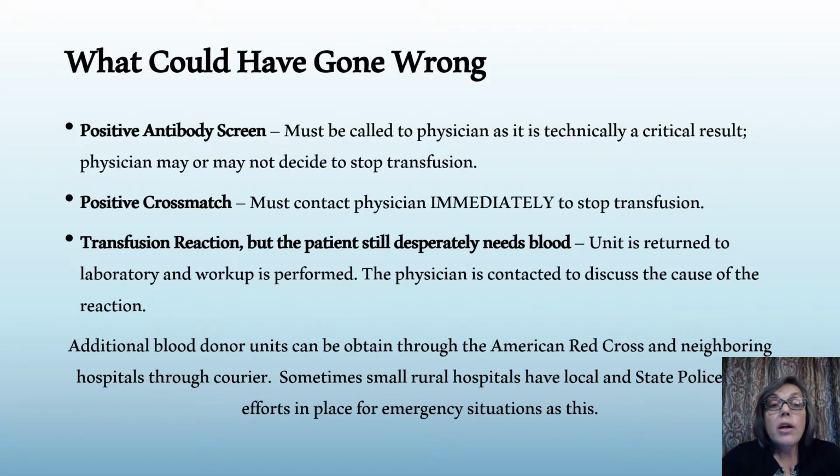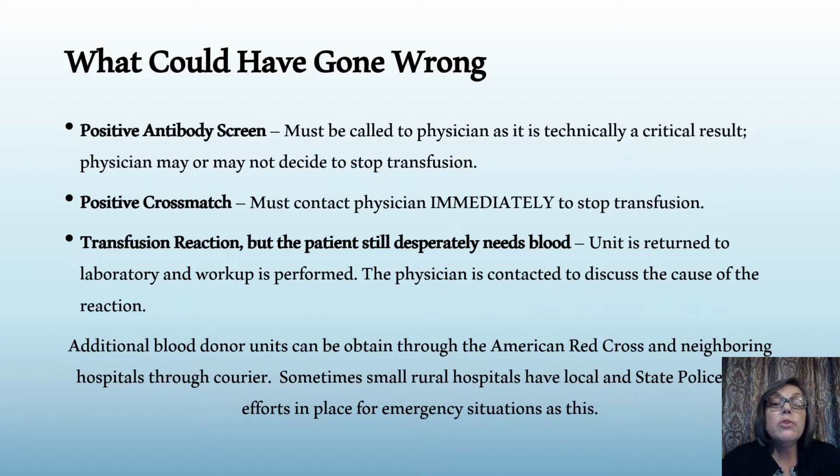What could have gone wrong? There could have been a positive antibody screen. If this were to happen, the physician would be notified immediately because this is considered a critical result and it is his choice to continue or discontinue the unit being transfused. There could have been a positive cross-match. Incompatible unit. The physician must be contacted and the unit must be stopped immediately.